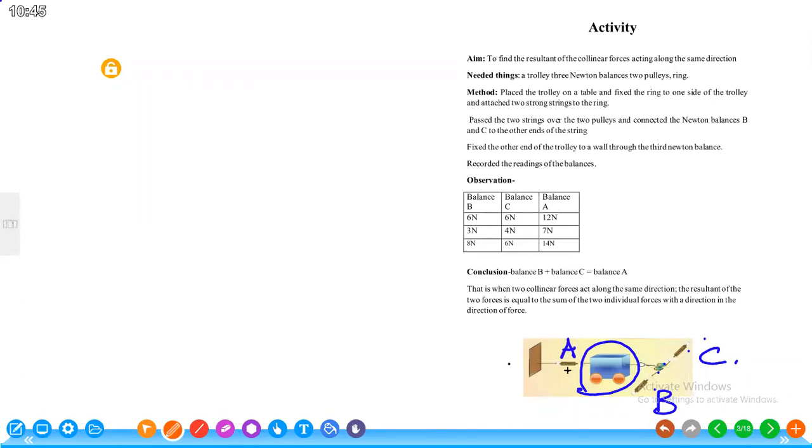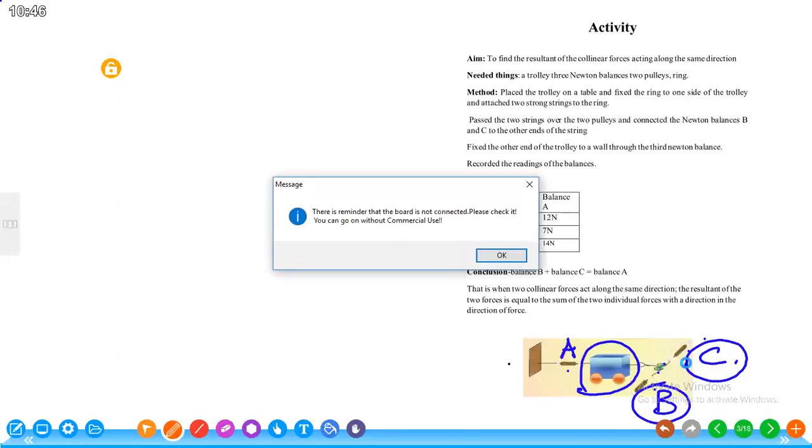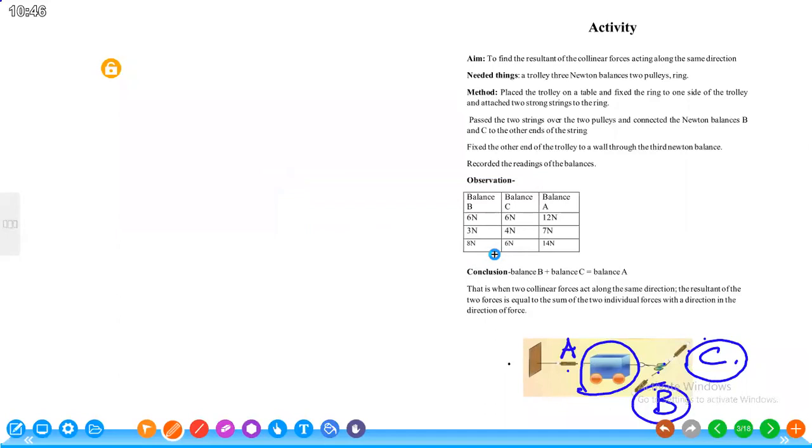Record the readings of the balances. Now we are going to record the readings. Then we take the readings from B and C. You can observe the relationship between B, C and A. So here, we apply different forces from B and C and observe the relationship with balance A. You can notice one of the tables shows the relationship.